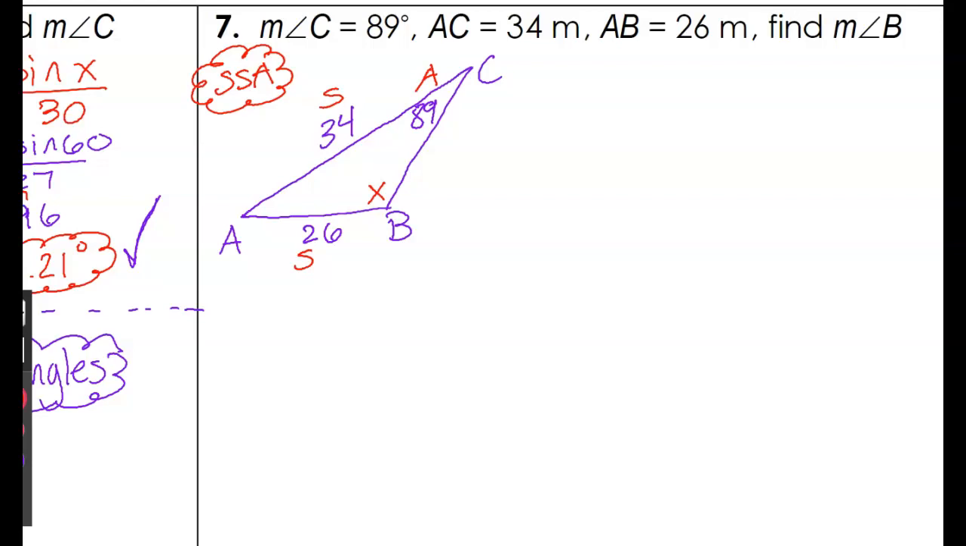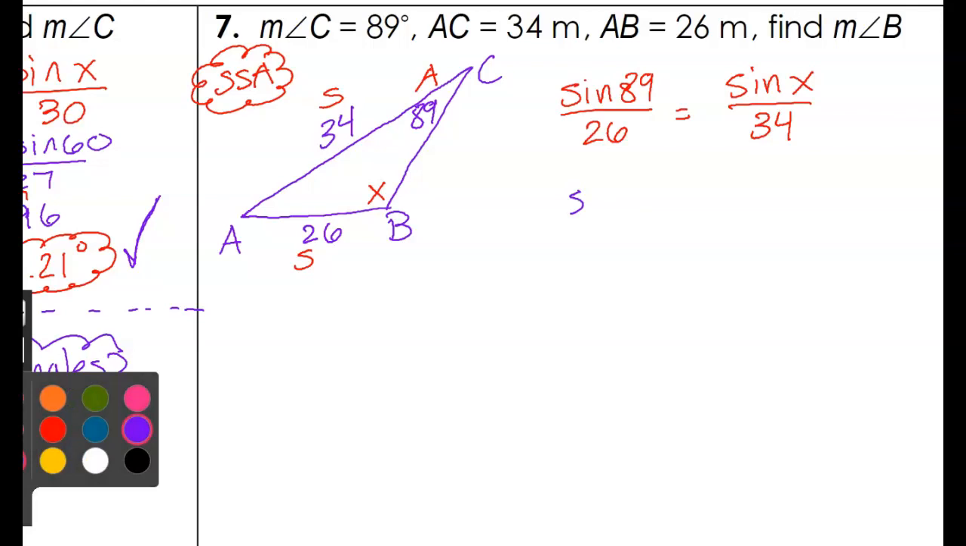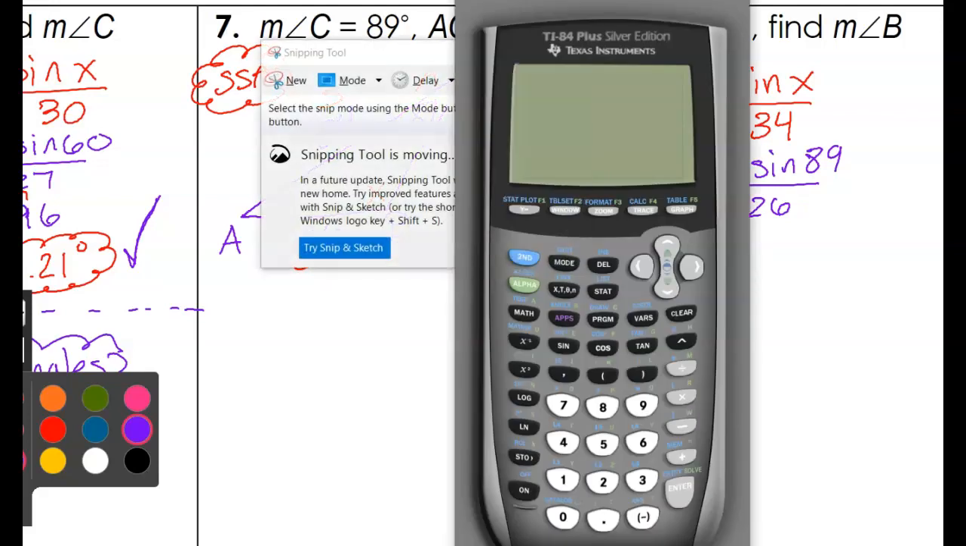So we're going to set up our law of sines ratio, which has sine of an angle, 89, over the side across from it, which is 26, set equal to sine of an angle, which we're solving for, B. So we put x over the side across from it, 34. Then we cross multiply and we get sine of x is equal to 34 times sine of 89 over 26. That's what I plug into my calculator.